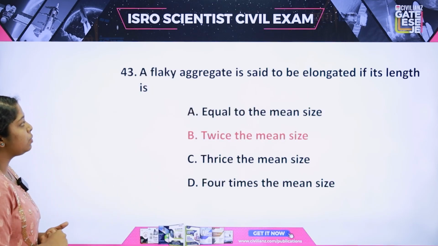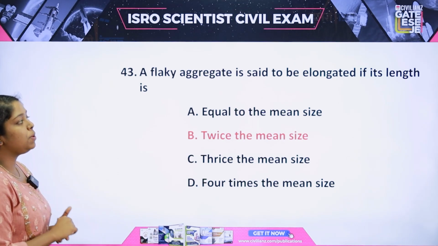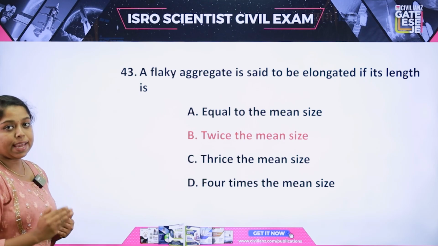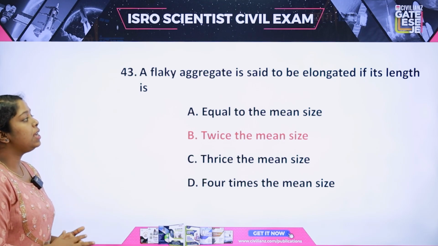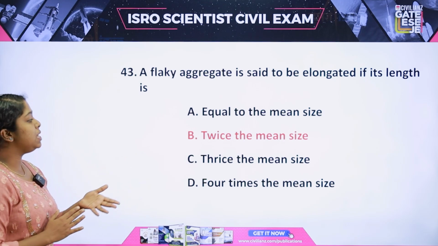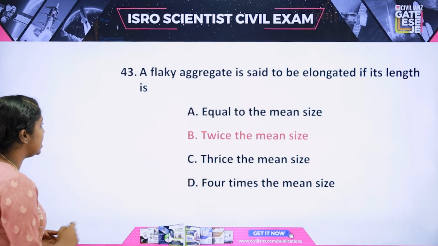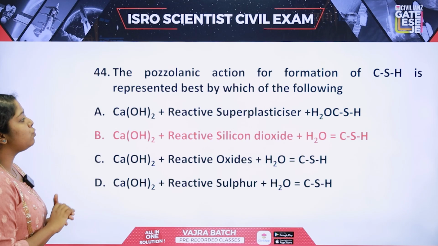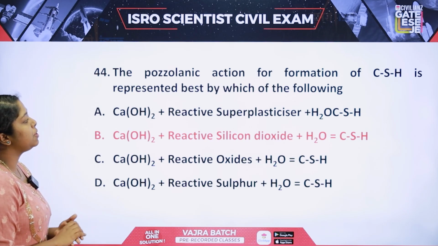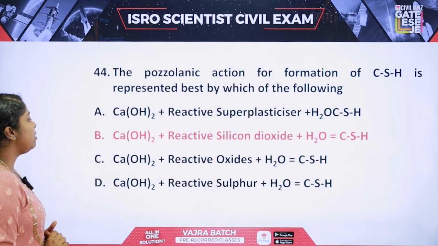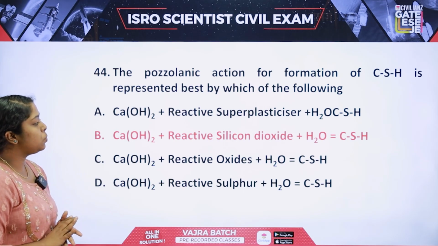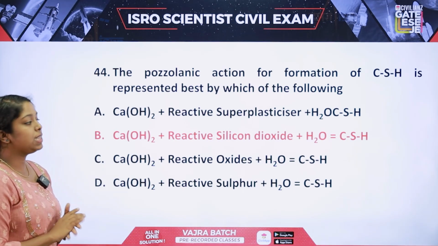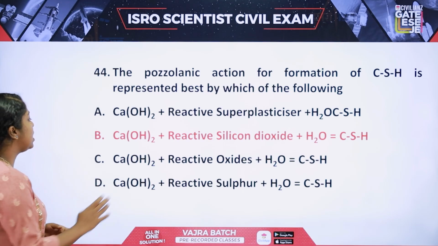Moving on to the 43rd question. A flaky aggregate is said to be elongated if its length is. This is a direct question. Usually a flaky aggregate is said to be elongated if its length is twice its mean size. So option B is the right answer. Moving on to the next question. The pozzolanic action for formation of CSH is represented best by which of the following? Option B, that is Ca(OH)2 plus reactive silicon dioxide plus H2O will give the CSH. So option B is the right answer.